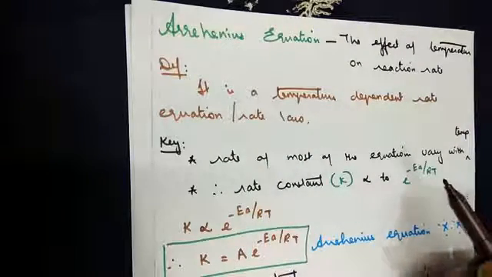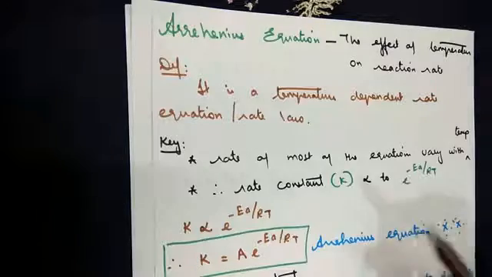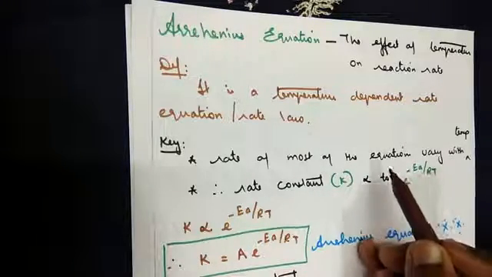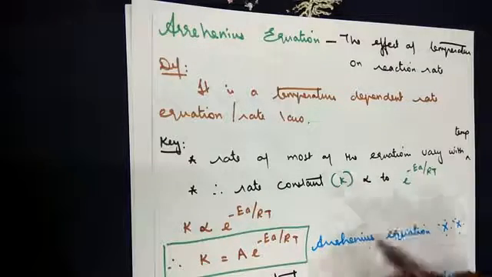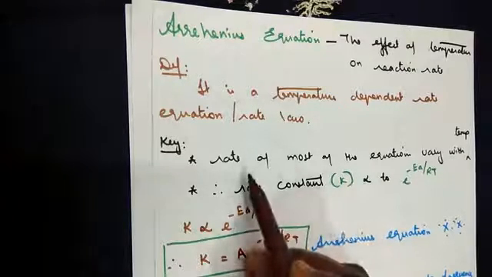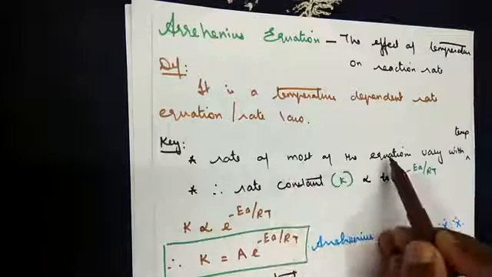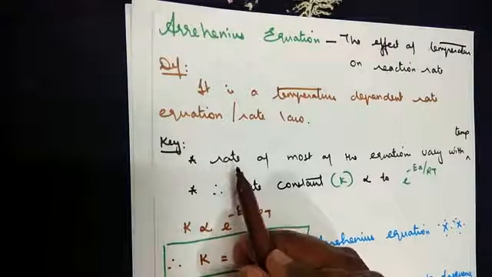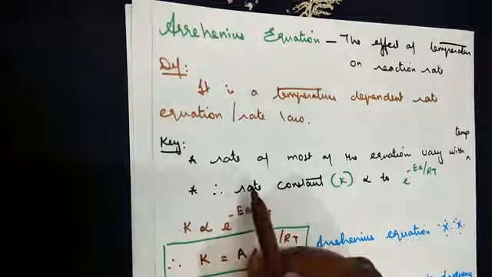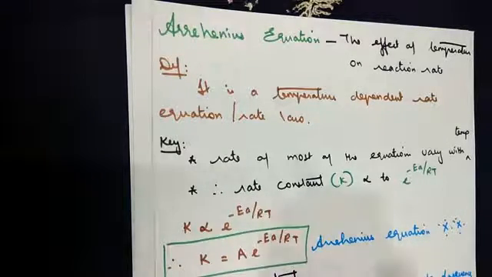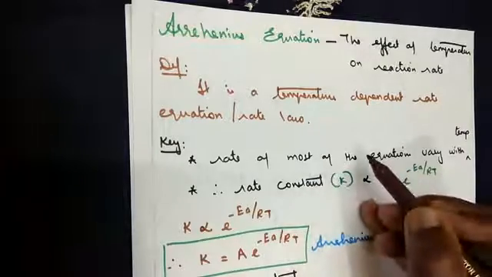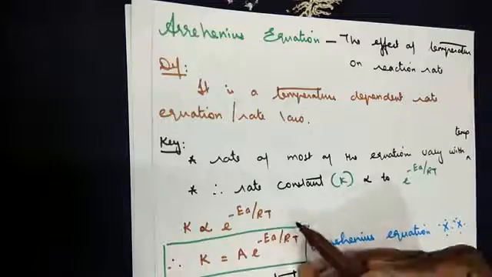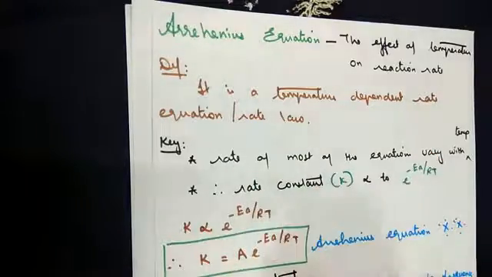Let me make it simple by my explanation. Most of the reactions do not take place at room temperature. They require a higher temperature. So that's the meaning of saying the rate of most of the reactions varies with the temperature. What is the meaning of rate? We have seen repeatedly, speed of the reaction. If we provide a higher temperature, the speed of the reaction will be more. If we provide a lesser temperature, the speed of the reaction will be lesser.